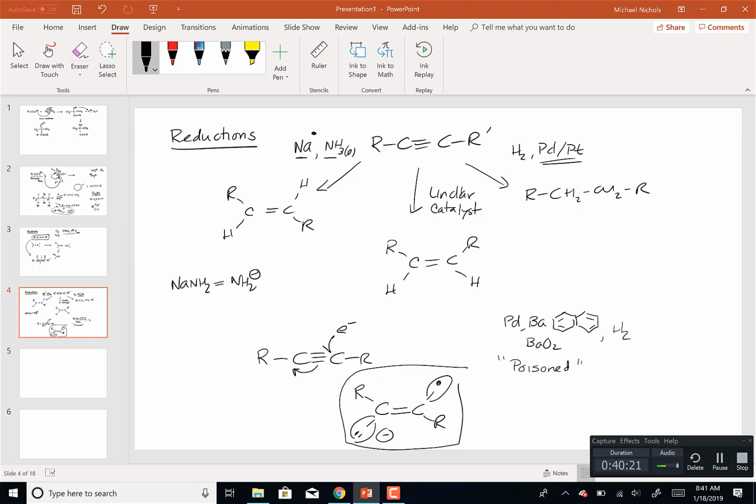So again, this isn't a mechanism, and there's both a printed out mechanism as well as I went through that in the video. But this is the reason why it's trans, is because that unpaired electron and then the lone pairs have to be trans because of their big clouds of electron density. Okay. So in reductions, we have the possibility of making all three: alkane, cis alkene, trans alkene. And I think that was the last set of reactions in the triple bonds.